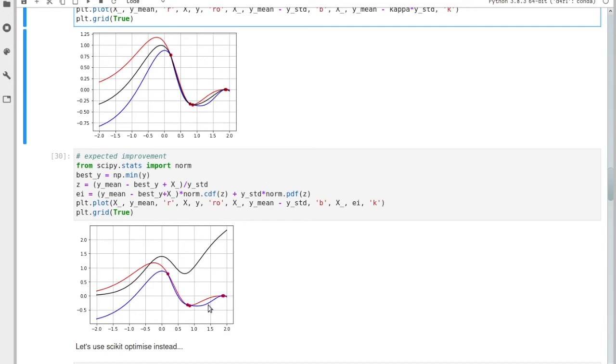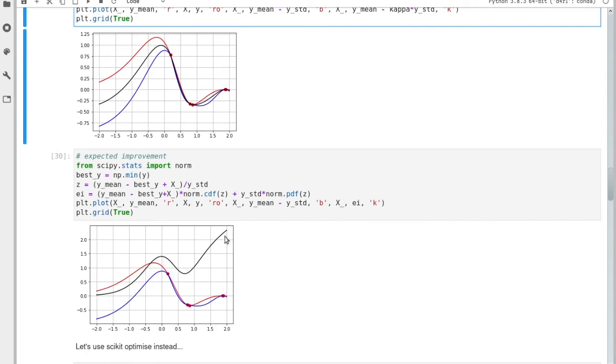here, there's in fact no point evaluating those two points, because we know that this point that is close to 2 is definitely higher than this point that is close to, let's say, 0.75, and therefore this whole region between 0.75 and 2, well, there's no point evaluating that because it's probably worse off. So this is what expected improvement is.